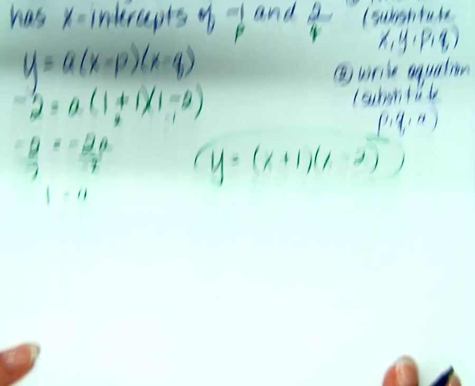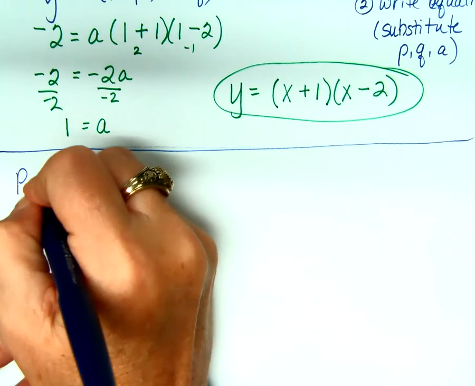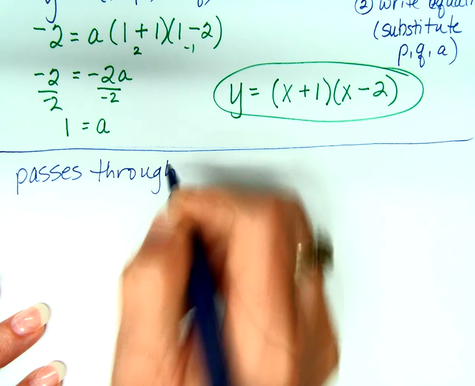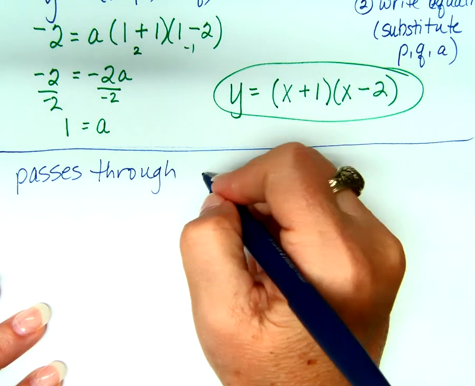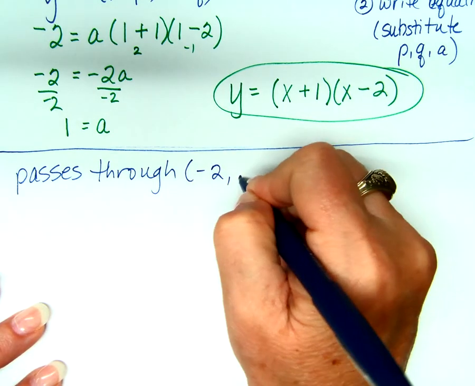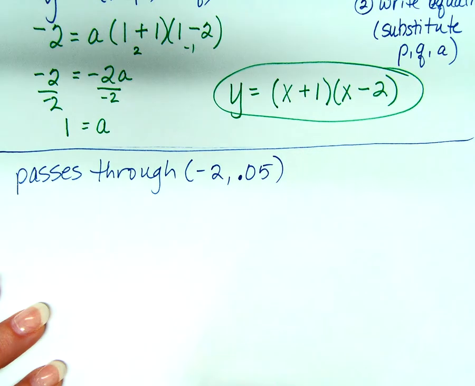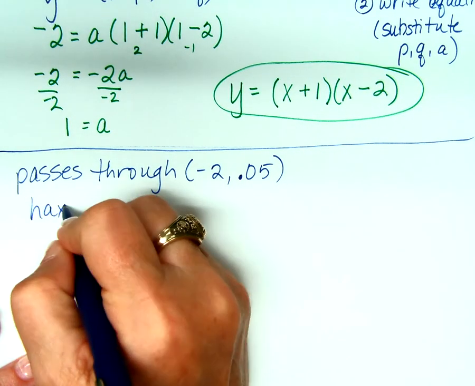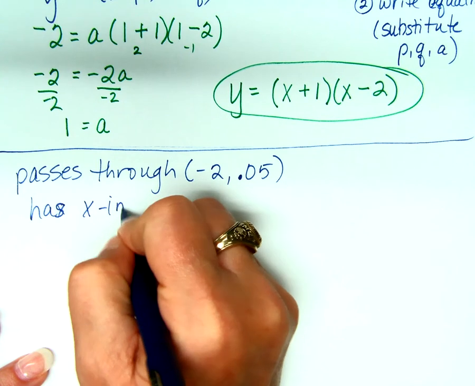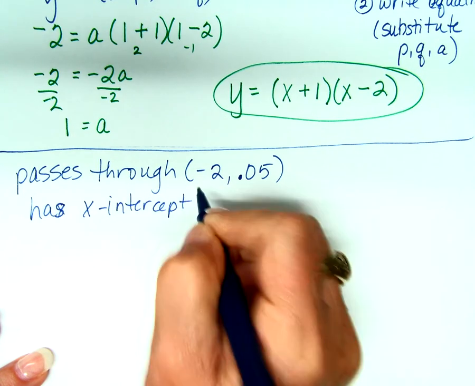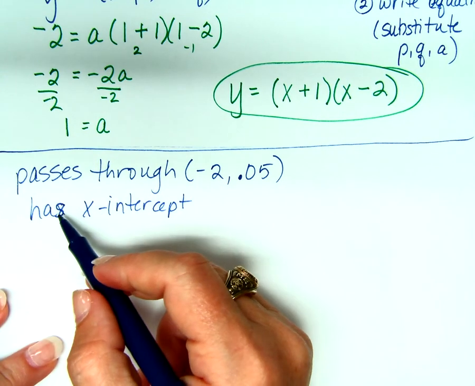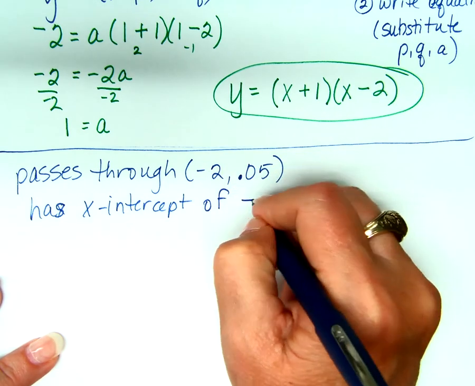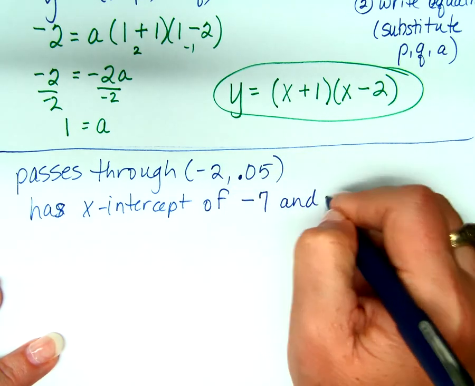Okay. Passes through -2 and 0.05. Whoops. Has an x-intercept. Does your brain ever do that? Like your brain is working fast and your hand's trying to keep up? Yikes. Of -7 and -3.